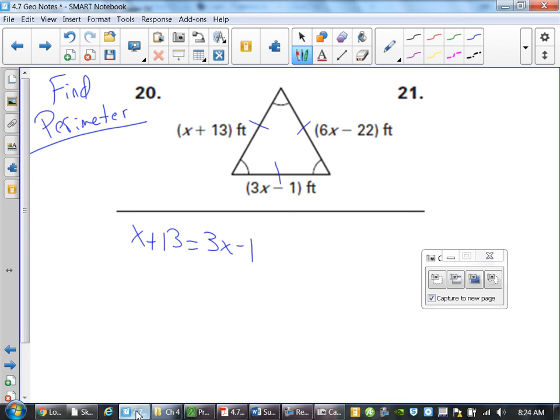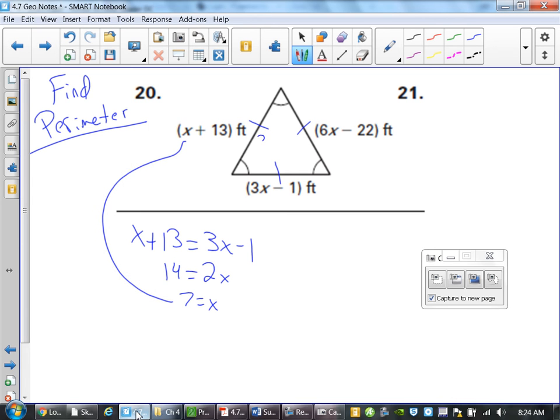How'd you do it so fast? You're right. They're all side length 20. X is 7. Is that my side length though? No, you gotta put it in. My side length is going to be 20.